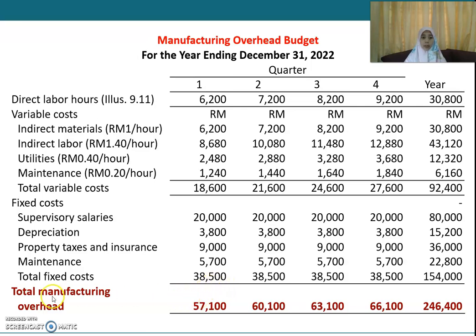When you want to calculate the total manufacturing overhead, you just add your variable cost and your fixed cost. That will give you a total manufacturing overhead cost. So that's how you prepare your manufacturing overhead budget. Hopefully you have a better understanding on how to prepare your manufacturing overhead budget. Okay, with that, I thank you.